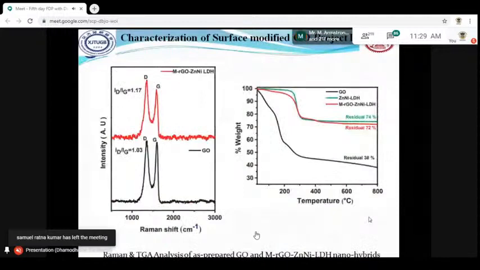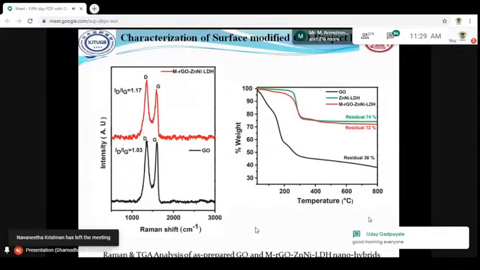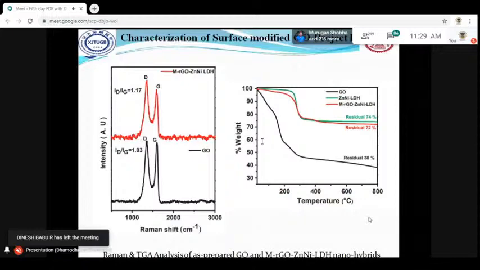So here in the Raman analysis, we can see the D-band and G-band. Generally, Raman analysis is used to find structural defects. Here, for neat GO, we have got an ID by IG value of 1.03. Generally, when the ID by IG value increases, we can conclude that there is some structural defect because of our nanoparticles. See, the ID by IG value has increased remarkably as compared with the neat GO, which is 1.03, but in the case of modified RGO zinc nickel LDH it is 1.17. We can confirm that our GO surface, I mean RGO surface, has been successfully decorated with the zinc nickel LDH.